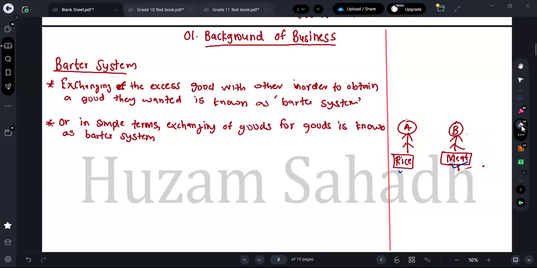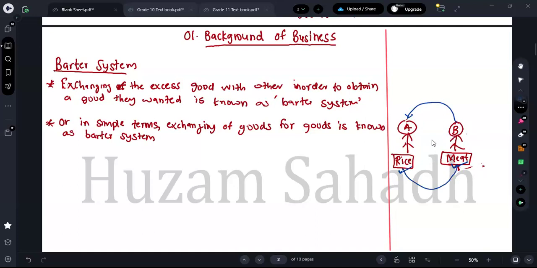Now see this part carefully, guys. Our A has some rice, and our B has some meat. Previously, the barter system was taking place because our A wanted some meat. He had rice, but needed meat, so he contacted B and got some meat. In return, A gave some rice.